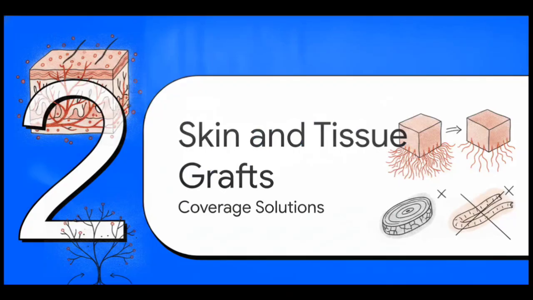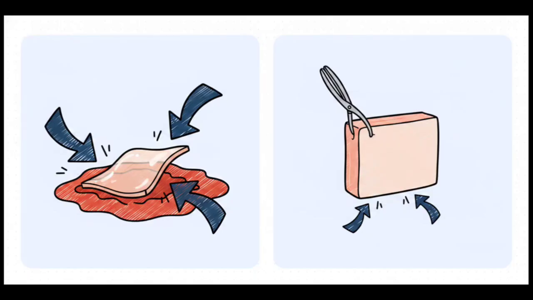Moving right along to Section 2, Skin and Tissue Grafts, our coverage solutions. Okay, crucial concept here. A graft has absolutely zero intrinsic blood supply. Its survival depends entirely on the vascularity of the underlying bed. So, bare tendon or desiccated bone, yeah, they simply won't support a graft. When you're choosing a graft, watch out, because exam questions love to heavily test contracture rates.